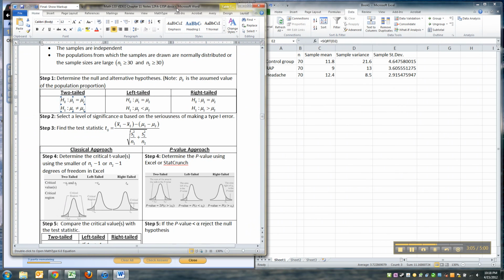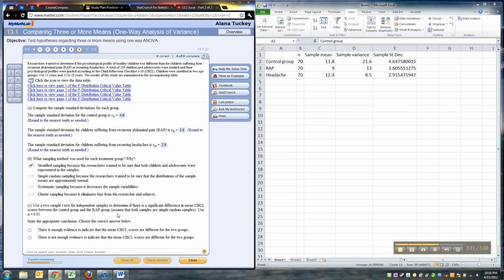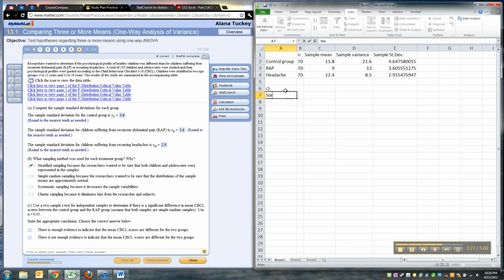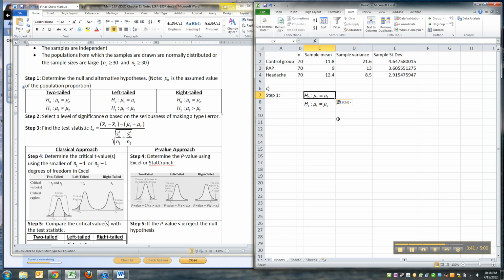All right, so let's go over here. And I'm only interested in, I think it was the control group, and let me see, yeah, the CBCL and the RAP group. Difference in the CBCL score for control and RAP. All right, so I'll do it over here, part C. So step 1, we're going to assume that mu, you know what, I'm going to just paste that in there. There we go. All right, so there's my null and alternative hypotheses.